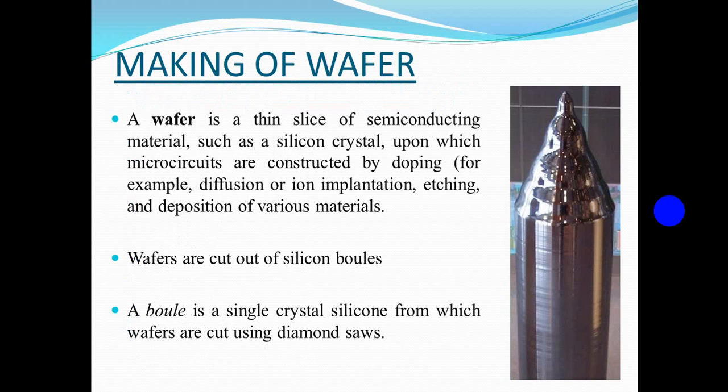So, making of a wafer. The wafer is a thin slice of semiconductor material such as silicon crystal, upon which a microcircuit is constructed by doping. Small chunks of polycrystalline silicon are placed in a quartz silica crucible with a small amount of chemical dopant elements needed to produce either N-type or P-type silicon. The crucible of silicon is heated to the molten state with the help of a clamp. A seed, or small crystal of doped silicon, is lowered into the melt.